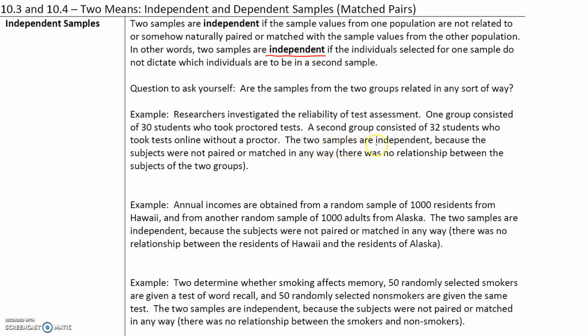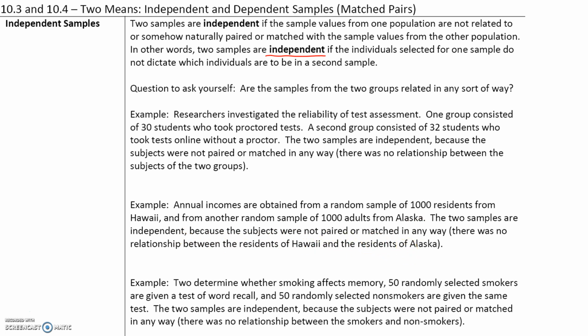The two samples are independent because the subjects were not paired or matched in any way. In other words, there was no relationship between the subjects of the two groups. Another example. Annual incomes are obtained from a random sample of 1,000 residents from Hawaii and another sample of 1,000 adults from Alaska. The two samples are independent because the subjects are not paired or matched in any way. There was no relationship between the residents of Hawaii and the residents of Alaska.